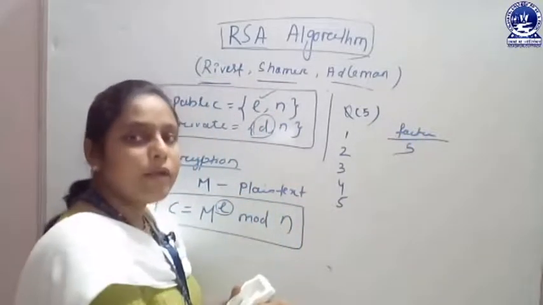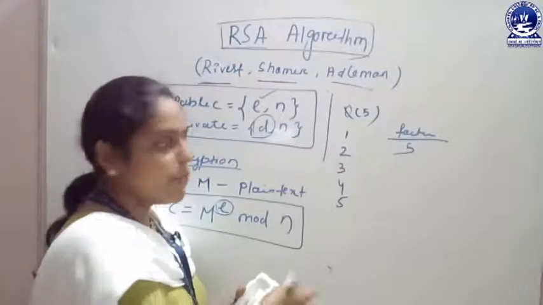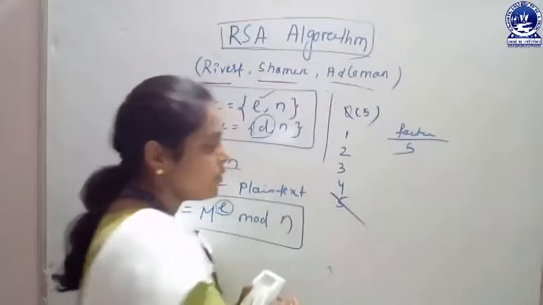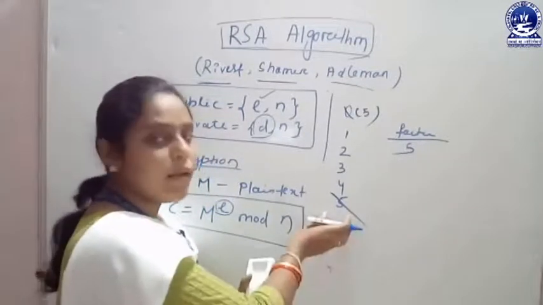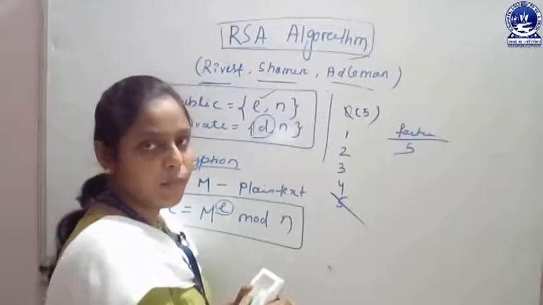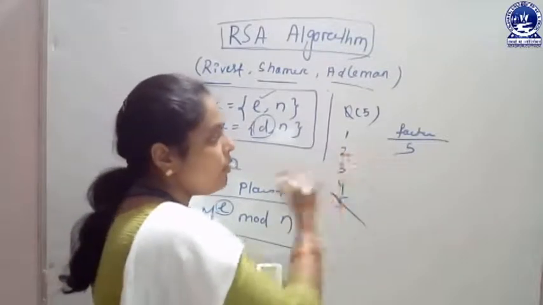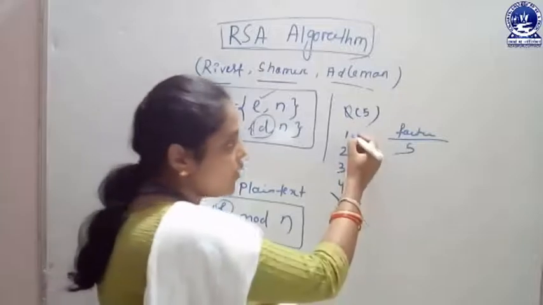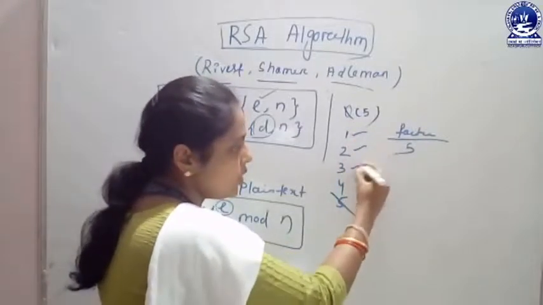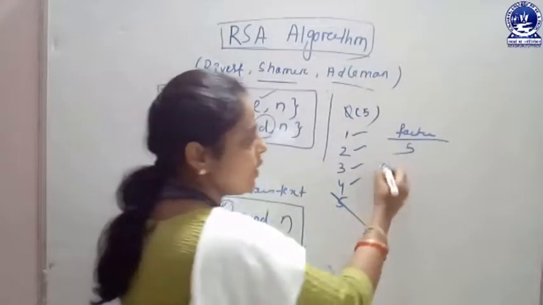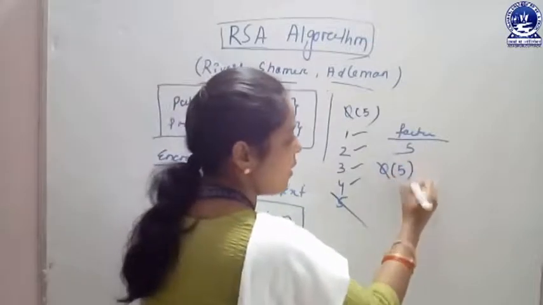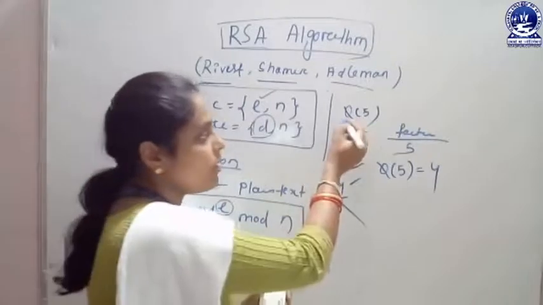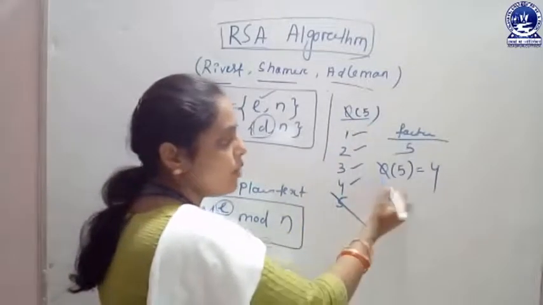After taking the factor, you calculate the multiple of 5. That means here this is the one number which is the multiple of 5. Then you count the remaining numbers. Here the remaining numbers are 1, 2, 3, 4. That means we can say that phi of 5 equal to 4. Now look at here. Here phi of 5 equal to 4.